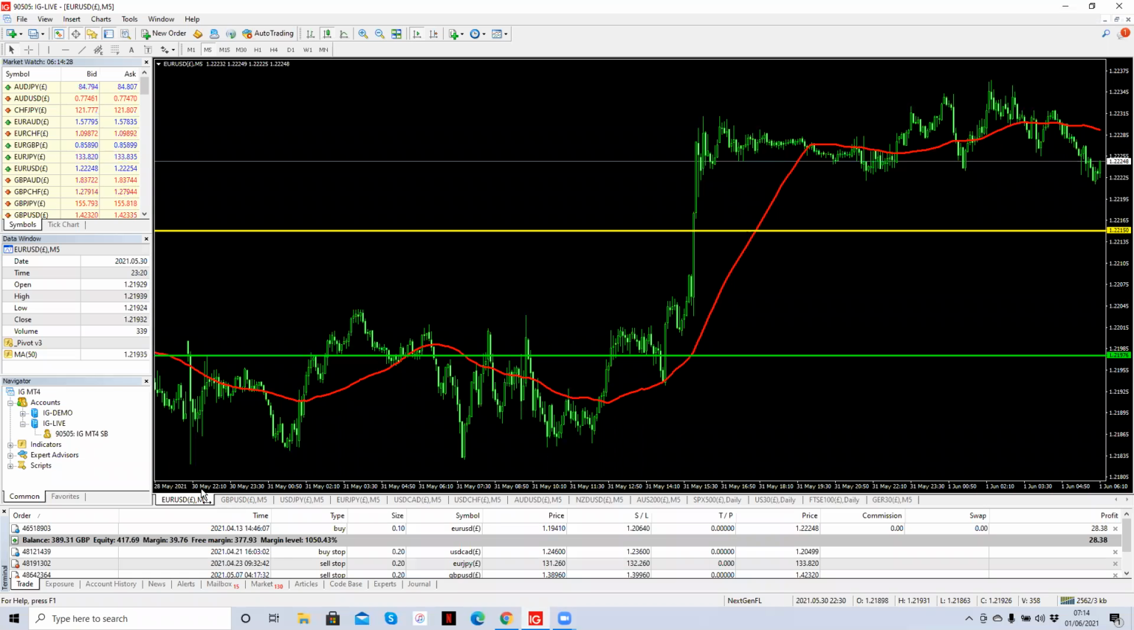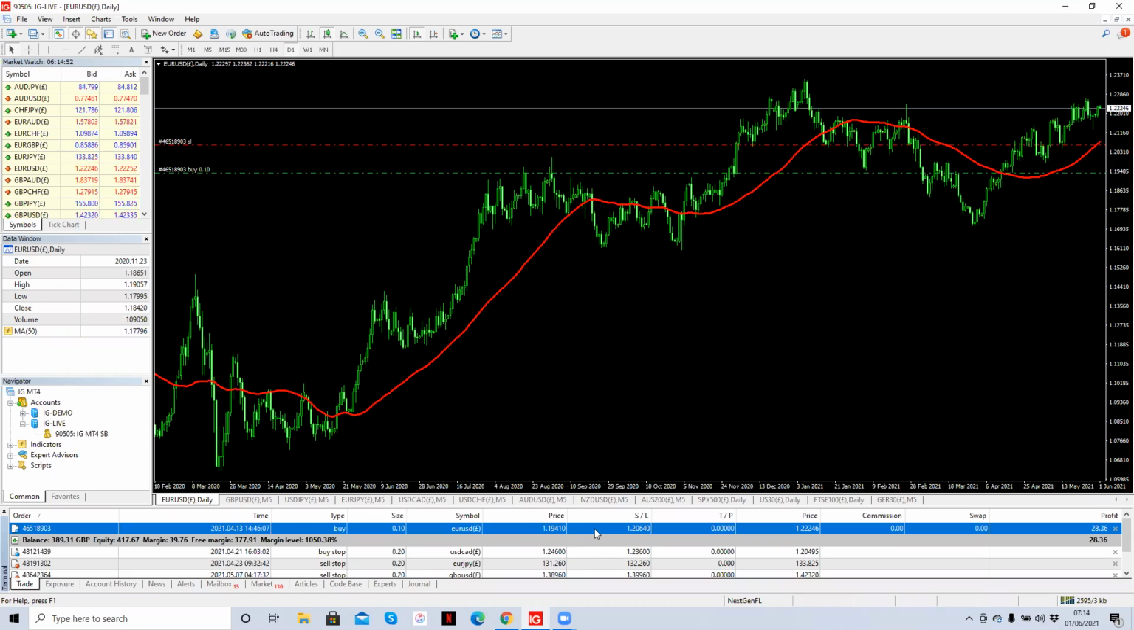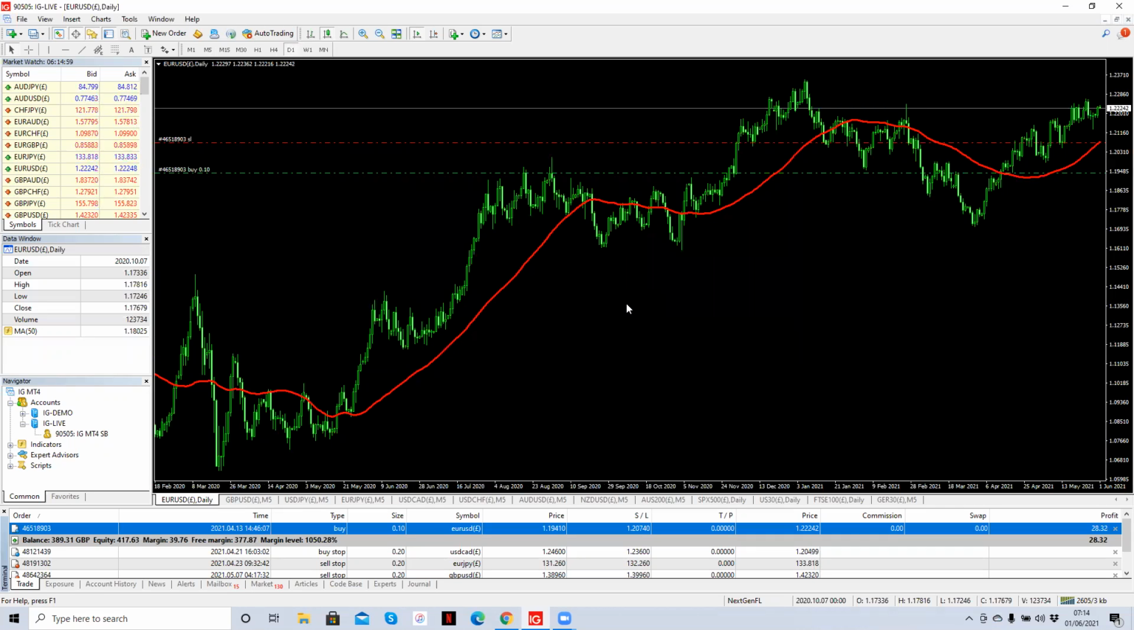So we'll start with the euro US dollar. We'll start with the swing trading. So I'll go to the daily time frame, D1. So looking at the daily time frame, today, 1st of June, the moving average 50 today is 1.2076. So I'm just going to adjust my stop loss to 2 pips below that as 1.2074. And that's all I have to do for my swing trade.